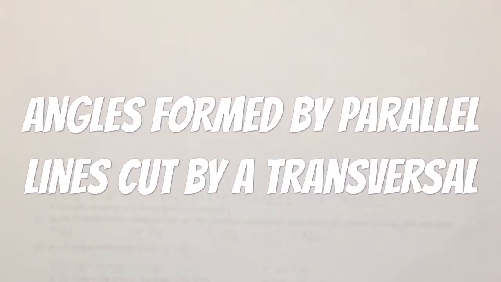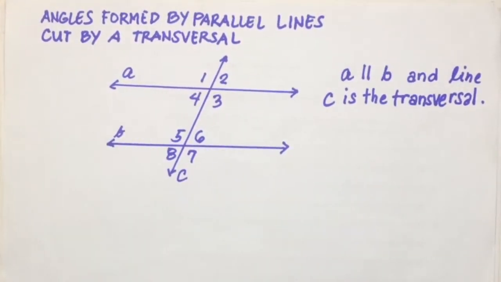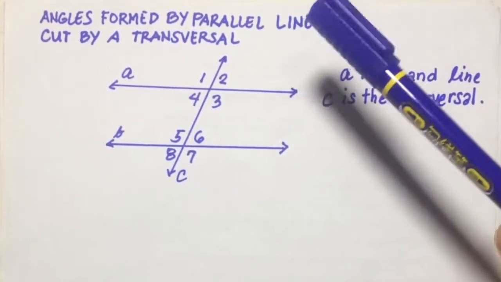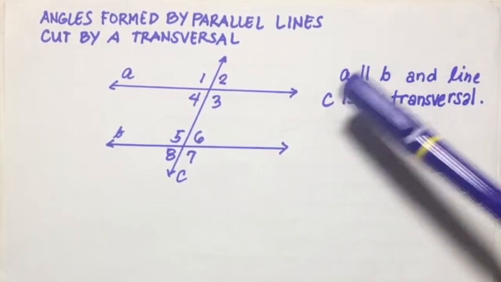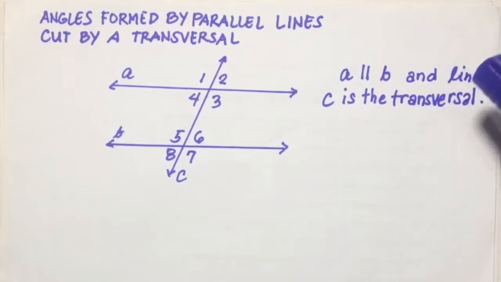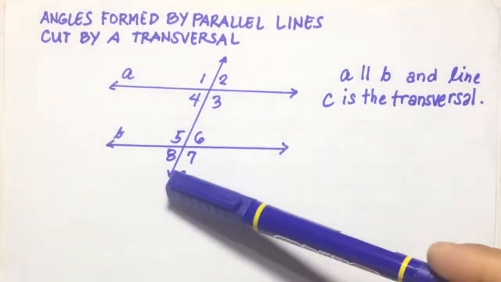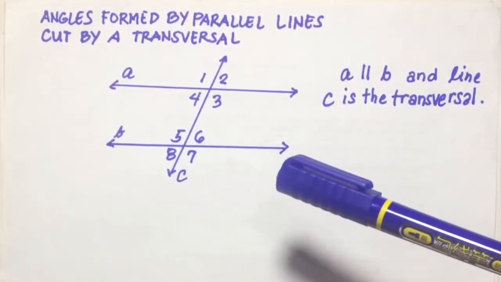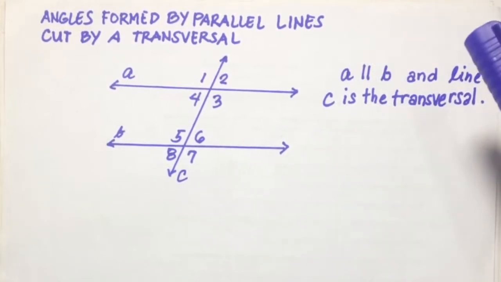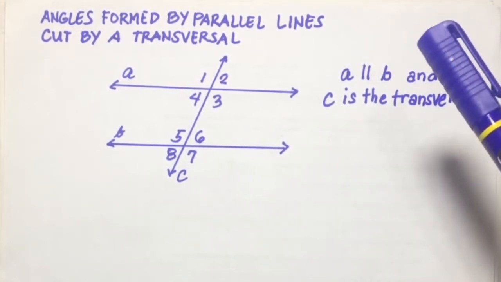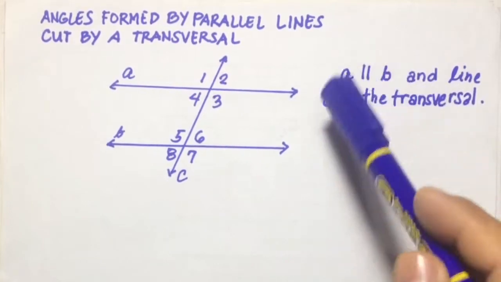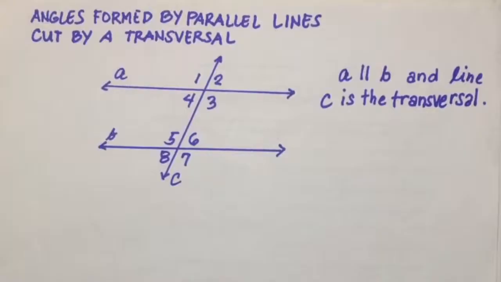Hi guys! In this video, I'm going to discuss angles formed by parallel lines cut by a transversal. So we have here the figure. In here, line A is parallel to line B, and line C is the transversal. A transversal is a line that intersects two or more lines at different points. So in here, C is the transversal.